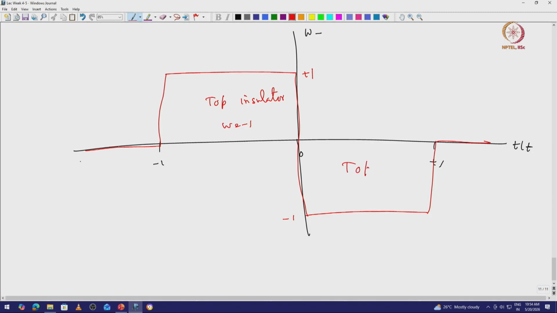This is also topological with winding number +1. And here these are trivial insulators. This is also a trivial insulator. Trivial is a mathematical term, topologically trivial, but for us it is just an insulator without any winding number.